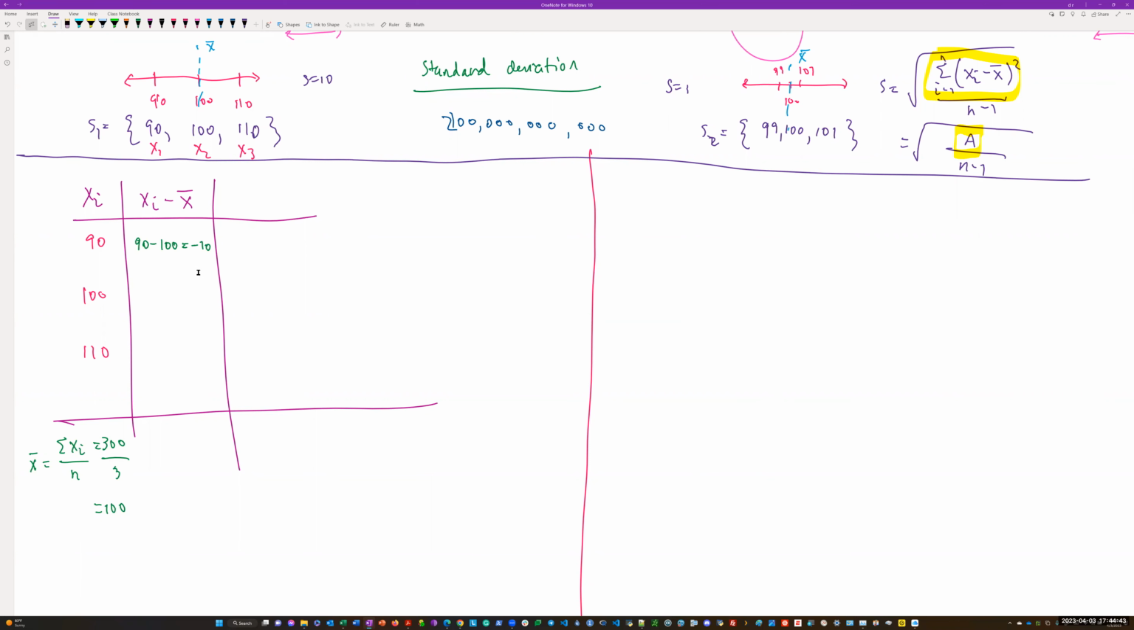90 minus 100 gives you negative 10, right? So that means this thing is 10 units that way. Is that correct? What's the deviation for the next number? What's the deviation for 100?